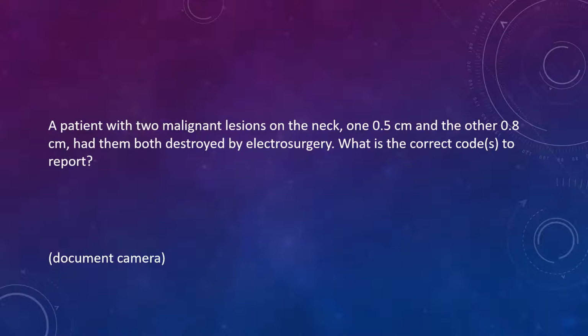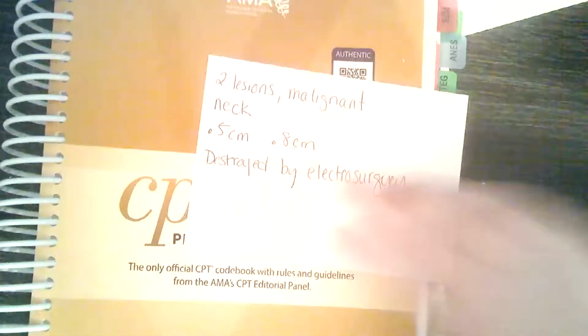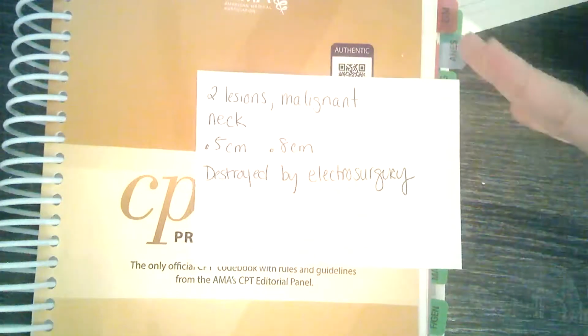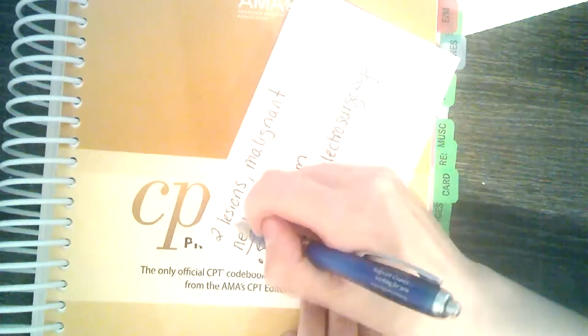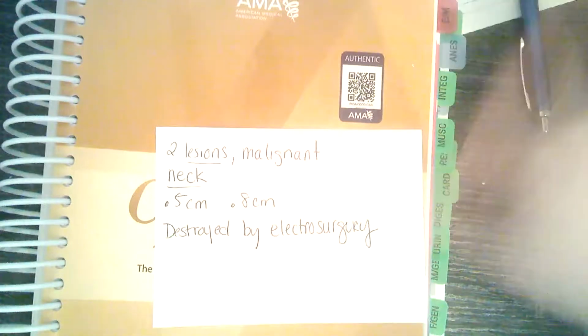Okay, so let's go look at the manual and we will see what we can find. All right. So again, we're going to start at the front. In this situation, unlike the last one, we know we are looking at the skin because we're talking about lesions that are removed from the neck. So that's fairly obvious. We're going to be in the integumentary system. If this was me on the national exam, I would go into the integumentary system.